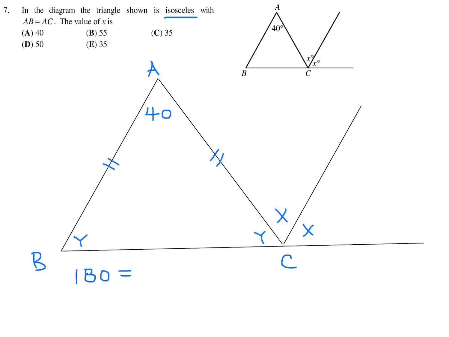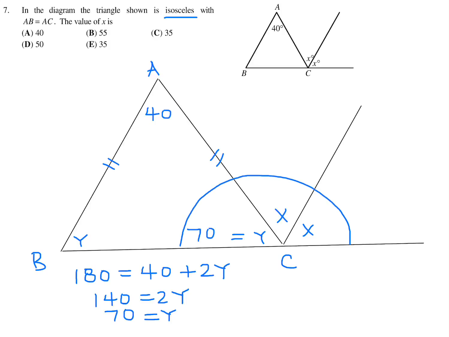So if you look at this triangle ABC, that essentially means that 40 plus 2y is equal to 180. If you solve this, you get 140 is equal to 2y. Y is therefore equal to 70. Now we also know that if you take angles from one end of a line to the other, like that, it's always going to equal 180. So therefore, y plus x equals 180.